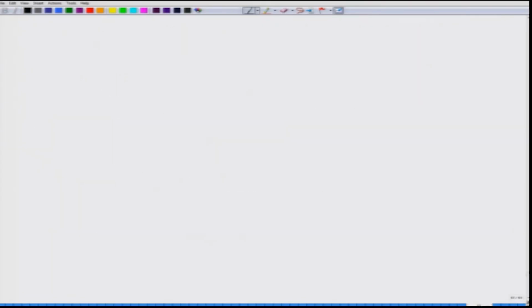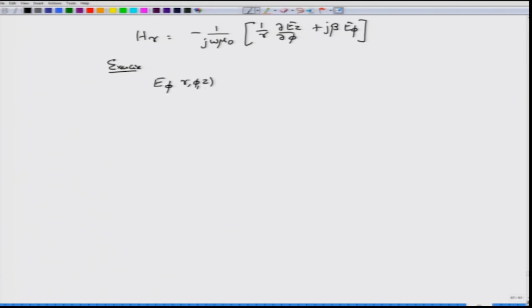So, the expression for h r from the above equation would be minus 1 by j omega mu naught times 1 by r del E z by del phi plus j beta E phi, no problem at this point. And when you substitute and then simplify, I leave this as an exercise to you to show that the phi component, which is a function of all three components r, phi and z, is given by minus j divided by omega square mu naught epsilon 0 epsilon r minus beta square.